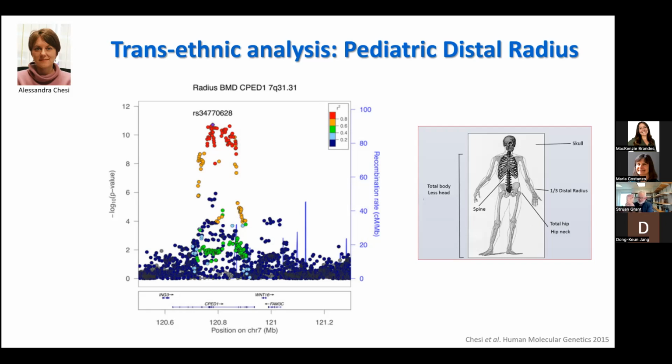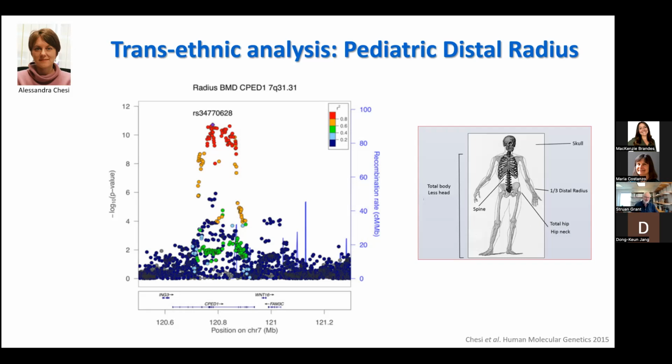One of the loci that was very striking to us was for bone density at the wrist, a common region of fracture for kids. And so we found this top signal on the left here, by Alexander Casey. And this signal had also been reported, I think, for spine and hip in adults. So a well-known bone locus.